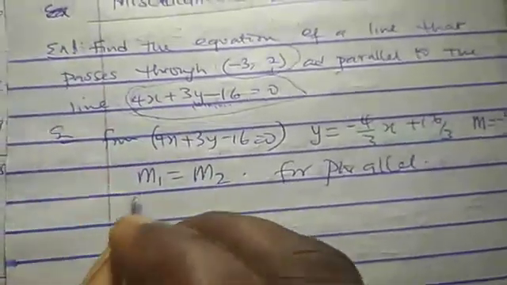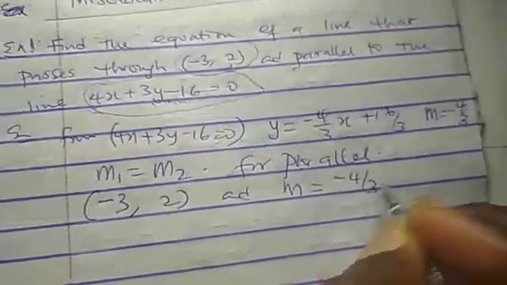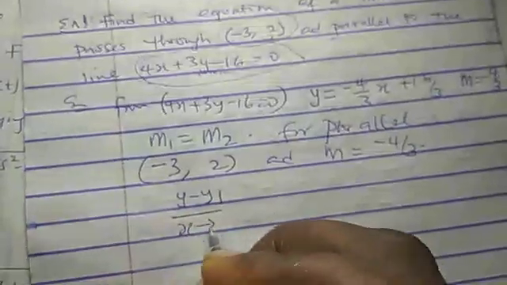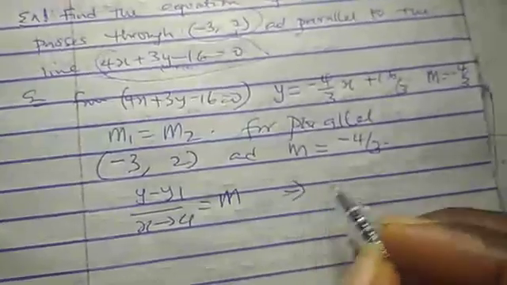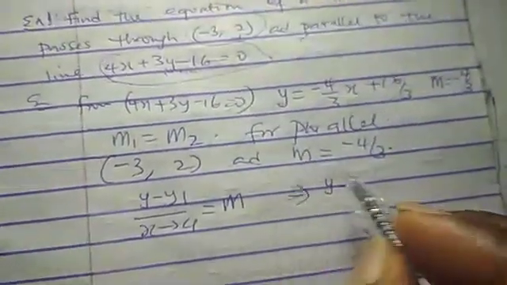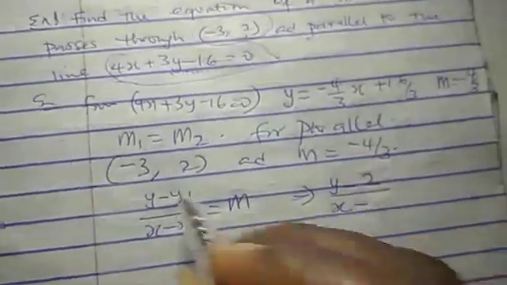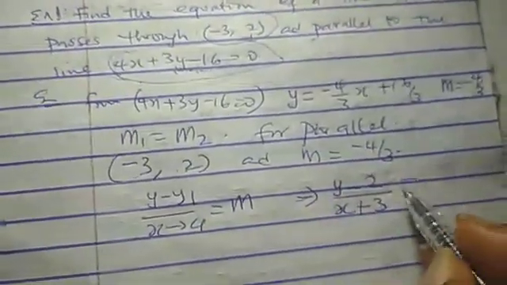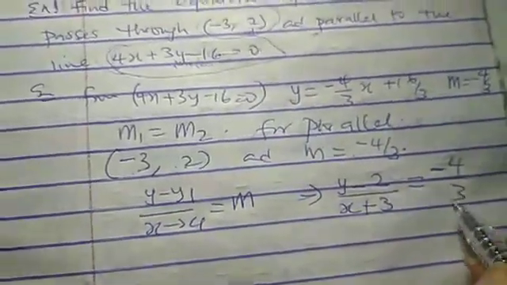What we now have is that it passes through this point and has gradient minus 4 over 3. So I can use the formula y minus y1 over x minus x1 is equal to m. That's the formula we have been using. Our answer is y minus, what's our y1? Our y1 here is 2, over x minus, our x1 is minus 3. That will become plus 3, equal to the gradient. Our gradient is minus 4 over 3.